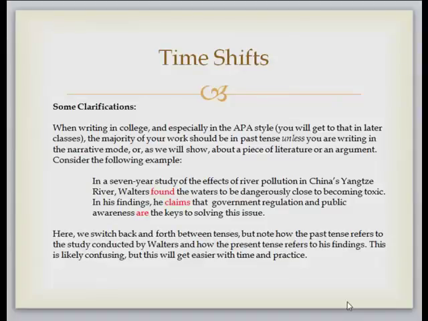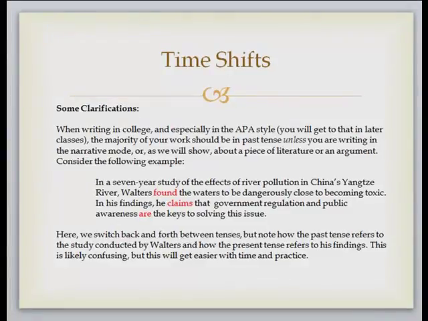In his findings, he claims, he's making this argument, right? He's made it in the past, but we're considering it current because we're using it now. So in his findings, he claims that government regulation and public awareness are the keys to solving this issue. We changed construction in the middle of that. I'm so sorry that we did that, but I wanted you to understand how academic writing will differ from regular writing.